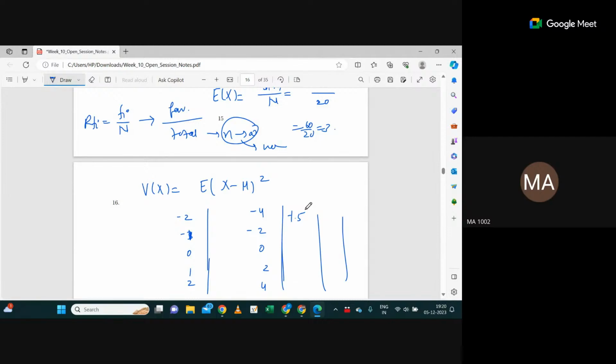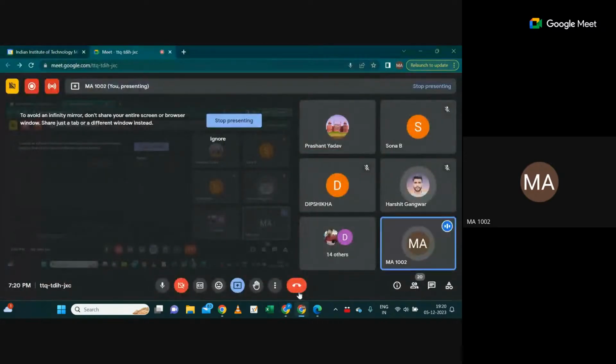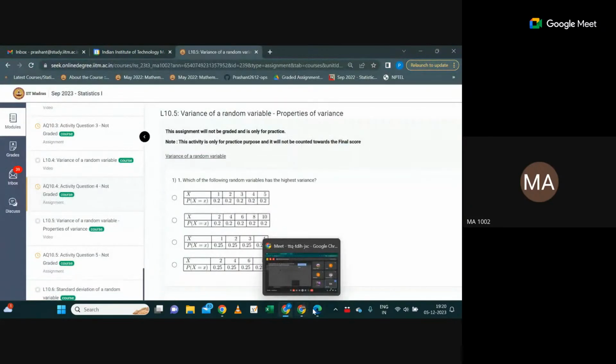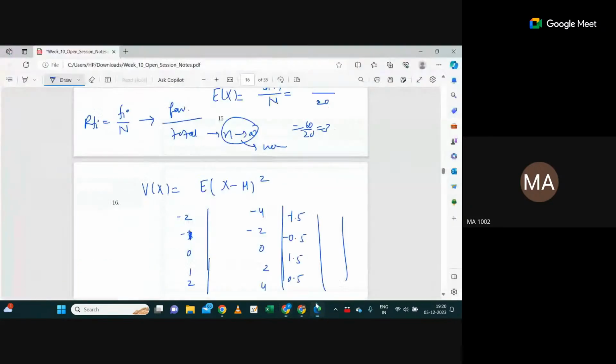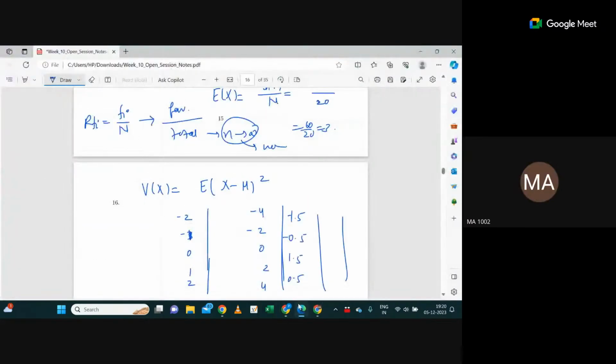No, I think 0.5. See, 10 divided by 4 is nothing but 2.5, right? So 2 minus 2.5 means minus 0.5, and 3 minus 2.5 is 0.5, and then 1.5. So the deviations are minus 1.5, minus 0.5, 0.5, and 1.5.